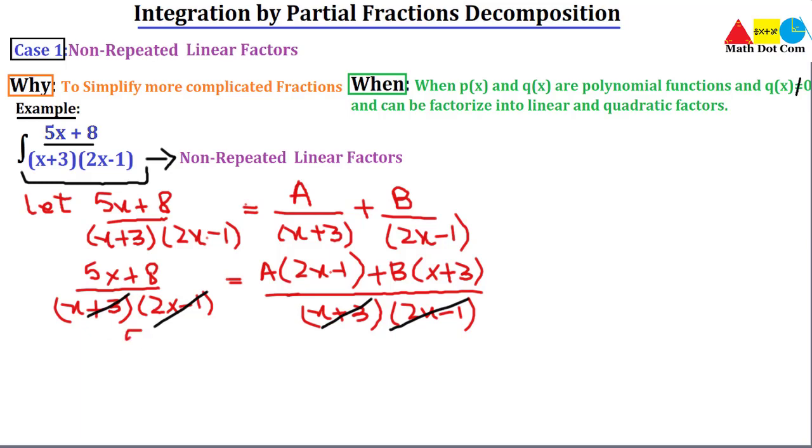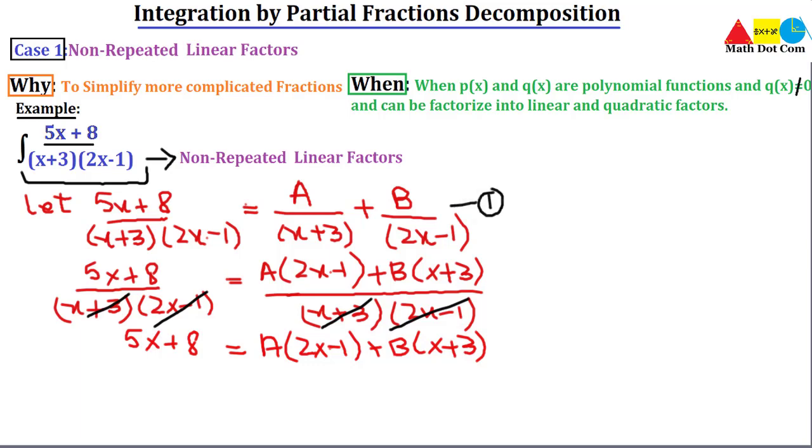We are left with 5x plus 8 equals a into 2x minus 1 plus b into x plus 3. Now we will solve this equation for a and b, and once we get a and b, we will put it back into equation 1, this one. So let's solve it further.